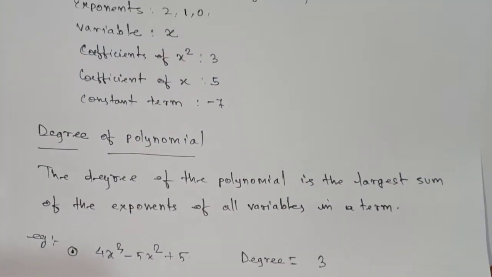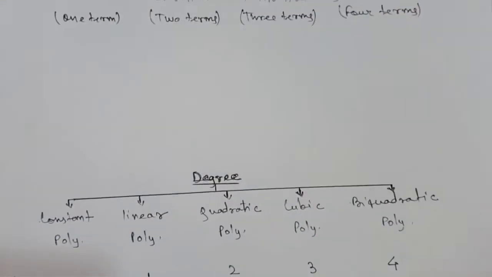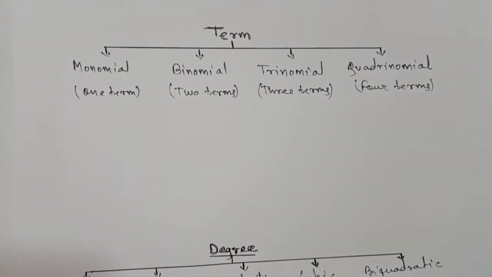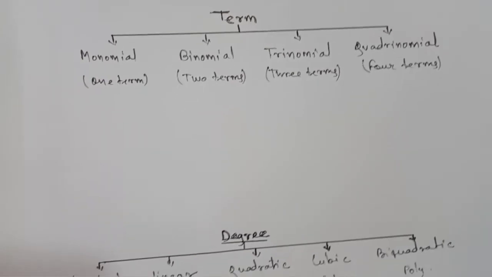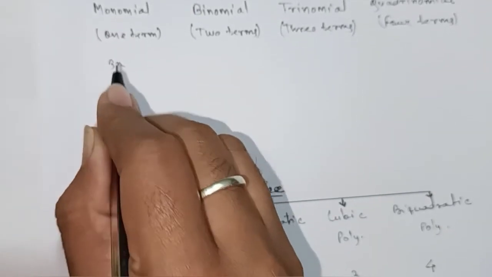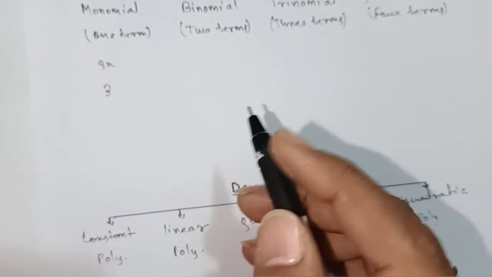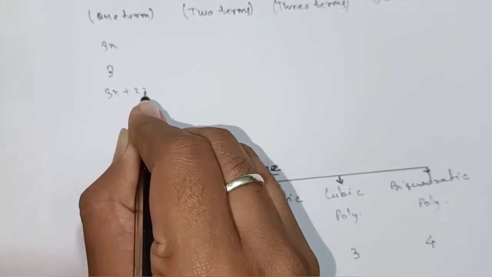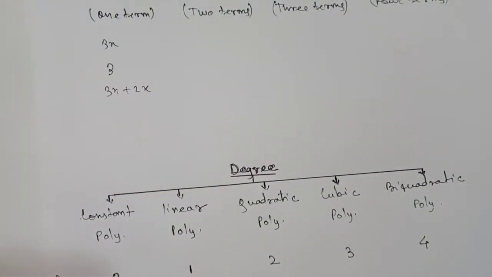Now we'll enter into the types. On the basis of term, we have monomial, binomial, trinomial, and quadrinomial. More than that also we have, but we don't have any special name like that. Like if I take the example for this one, 3x. If I take only 3x, is it a monomial? Yes, a single term, monomial.